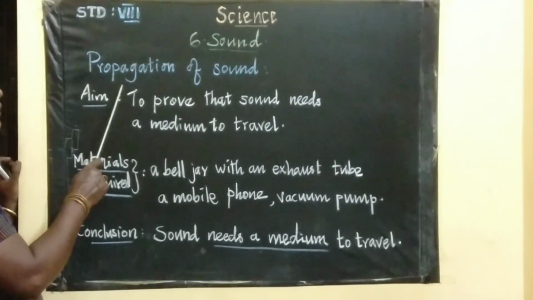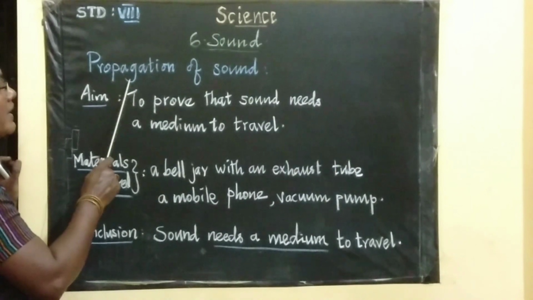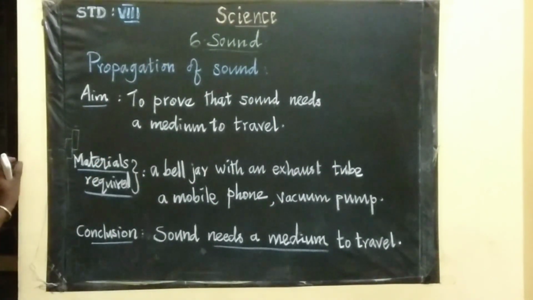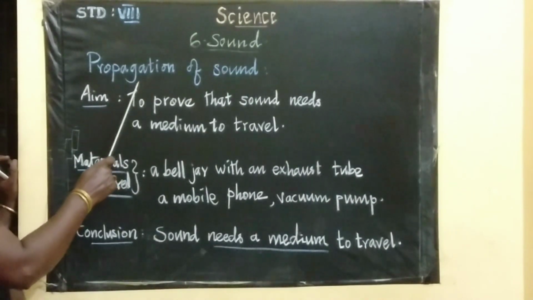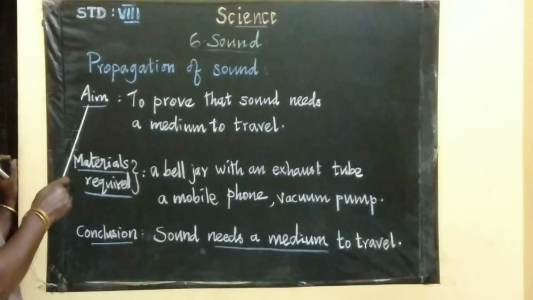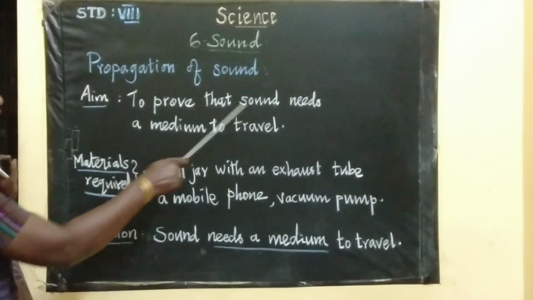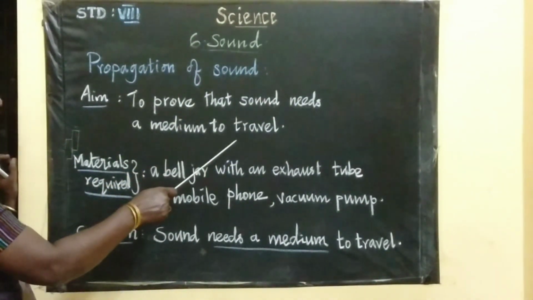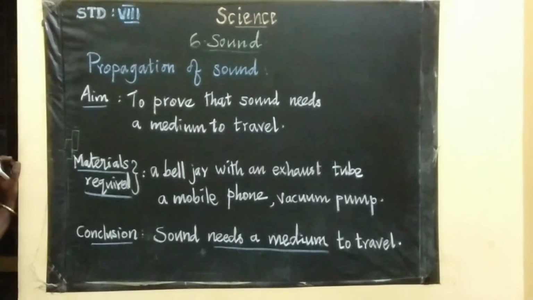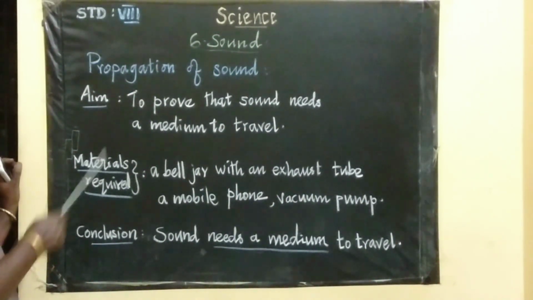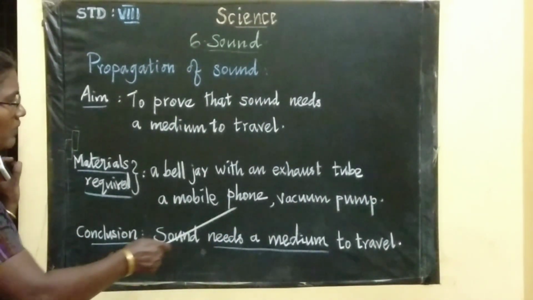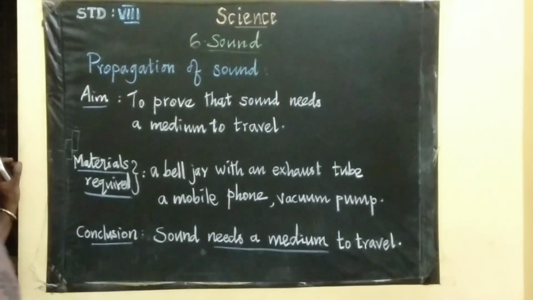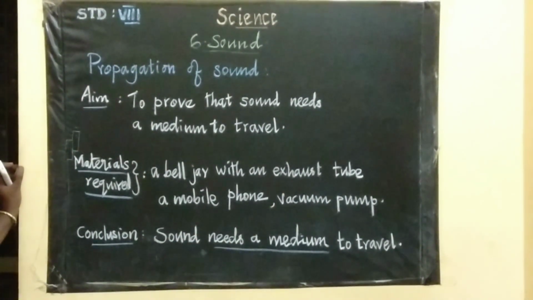Now we are going to learn about how the sound travels through a medium. It can be studied using an experiment. The aim of this experiment is to prove that sound needs a medium to travel. Without a medium, the sound cannot travel. What are the materials required for this experiment? A bell jar with an exhaust tube, a mobile phone and a vacuum pump.